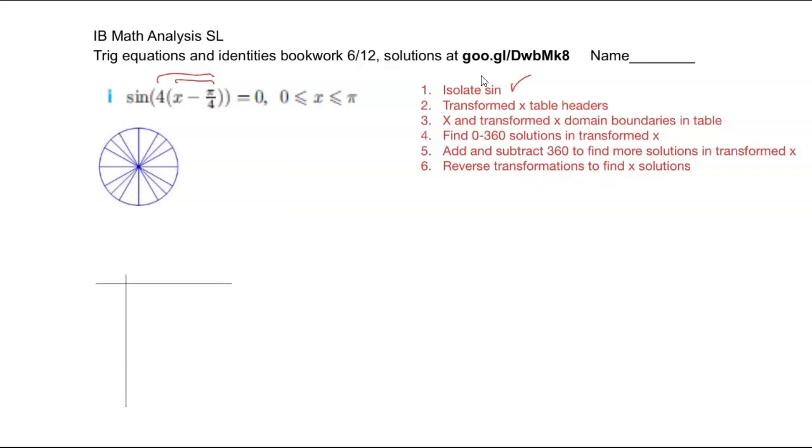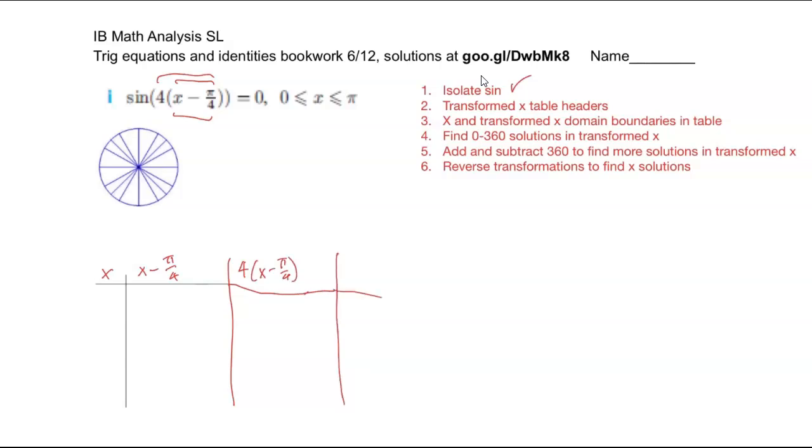Okay, then we're going to make our table and we're going to put our headers. Remember, the first header is always x, and then the next header is the transformation. But since the transformation is in 2 steps, we're going to separate it into 2 steps in our table also. So the first column is going to be subtracting pi over 4. And then the third column is going to be, we multiply that transformation times 4. Okay, and then finally, the last column is going to be the sine of everything, 4x minus pi over 4. And of course, we're looking for the result to be 0.